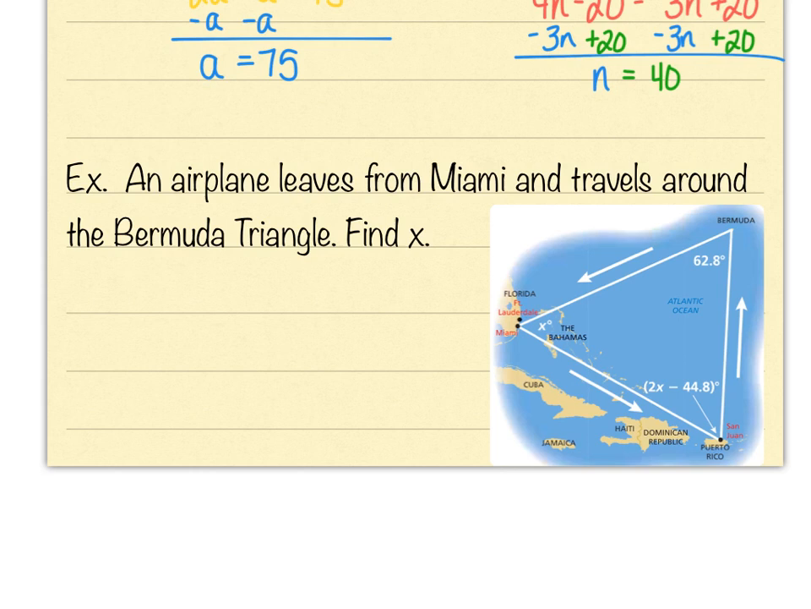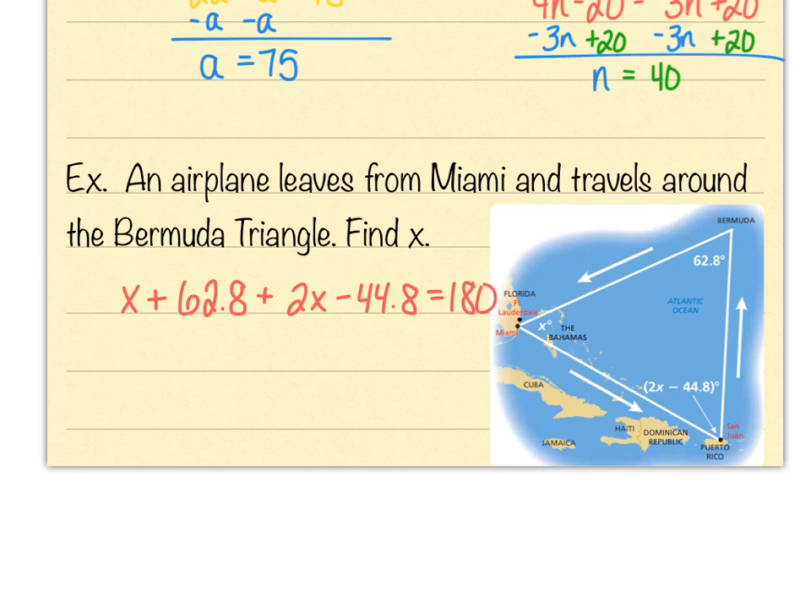But it wants us to find x ultimately in this problem, and so all of the angles are on the inside. There's no exterior angle. So this is the Triangle Sum Theorem, and I know that when I add the interior angles of a triangle together, that it's going to equal 180 degrees. So x plus 62.8 plus 2x minus 44.8 has to add up to 180 degrees.